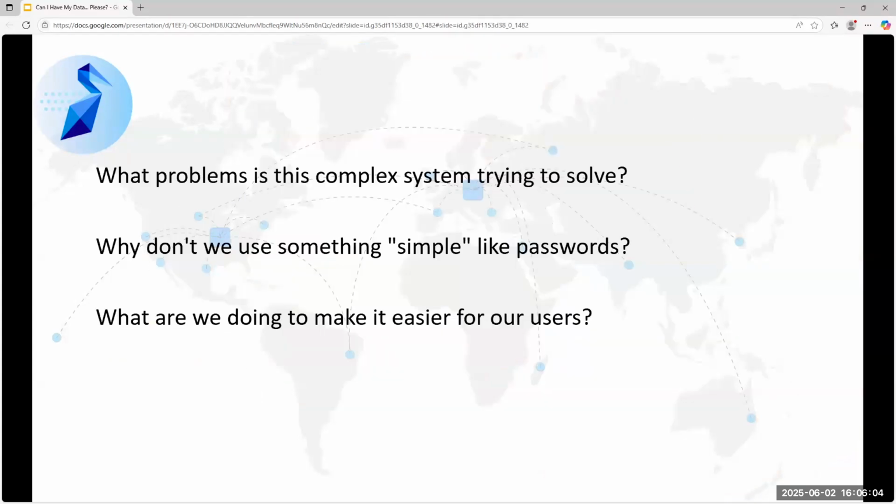So I want to talk about this authorization system, but before I can do that, I want to go into a little bit of detail about what problems we were trying to solve in designing it. And to do that, we need to talk about a few questions first. The first is, again, what problems are we trying to solve? Second, why don't we use something simple like passwords? I mean, we all kind of hate password-based authentication, but it's familiar to people, so why don't we use it? And then finally, what are we doing to make this whole process easier for our users?